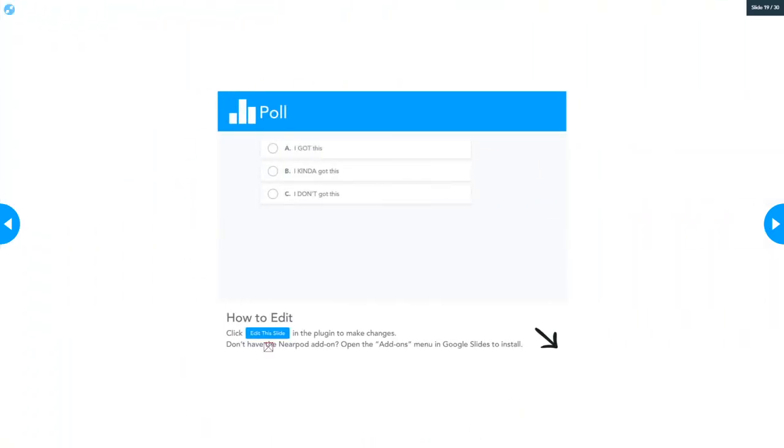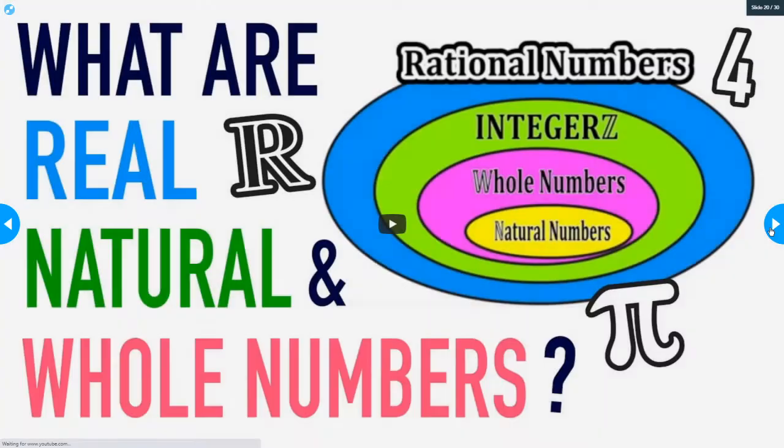This was supposed to be, again, a check-in. See, do you got this? Do you need some help? Helps me know. But for some reason, it didn't load. So we're going to go ahead and skip that for now.